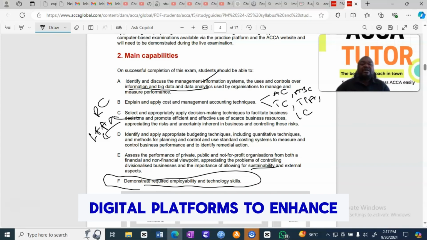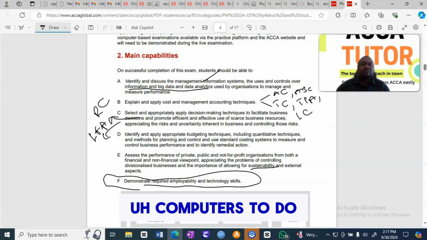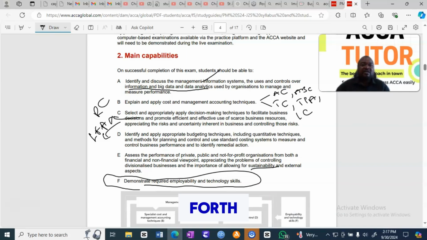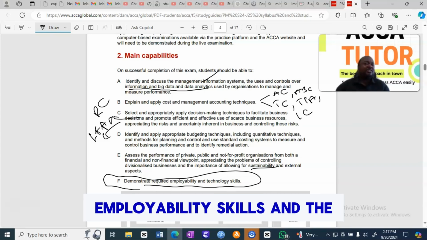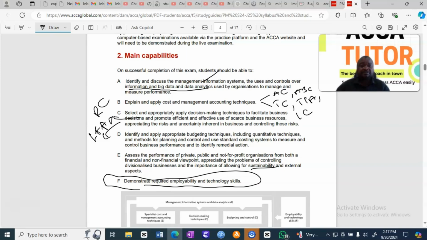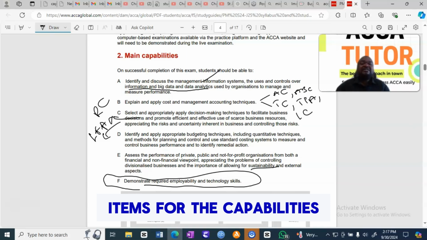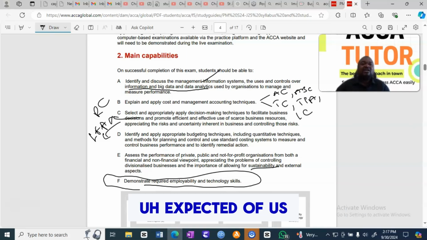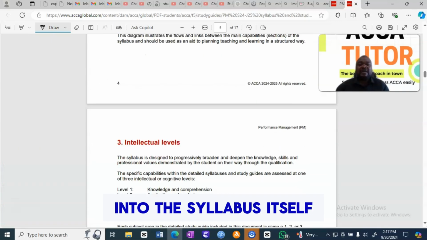platforms, to enhance our learning, the use of Microsoft Excel, the use of computers to do our assignments and so forth. All those things give us an exposure to employability skills and the use of technology. Are we together, ladies and gentlemen? So these are the items or the capabilities expected of us to pass this paper. All right. Let us now discuss the intellectual levels before we get deeper into the syllabus itself.